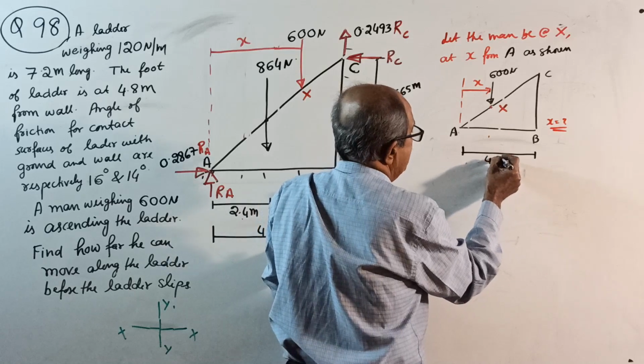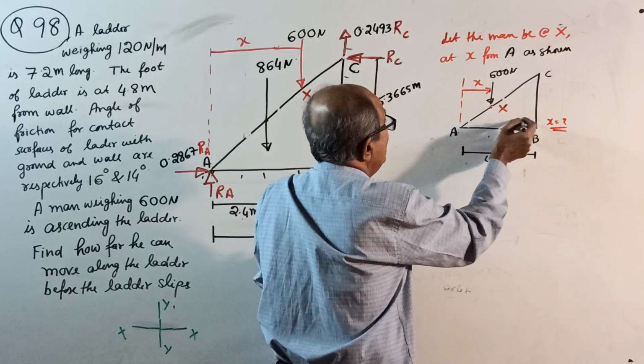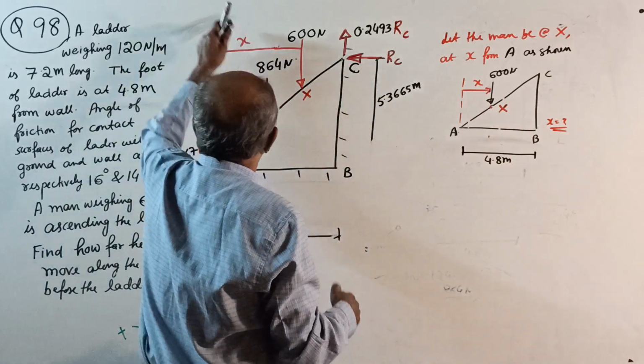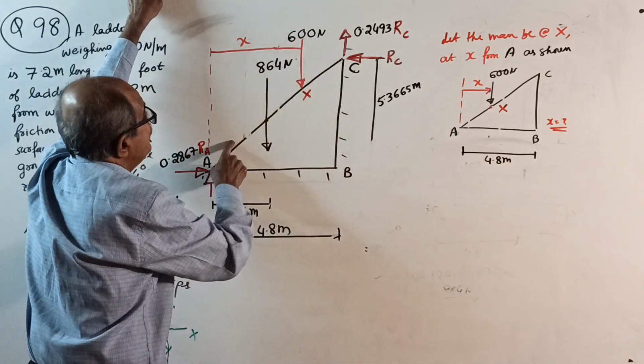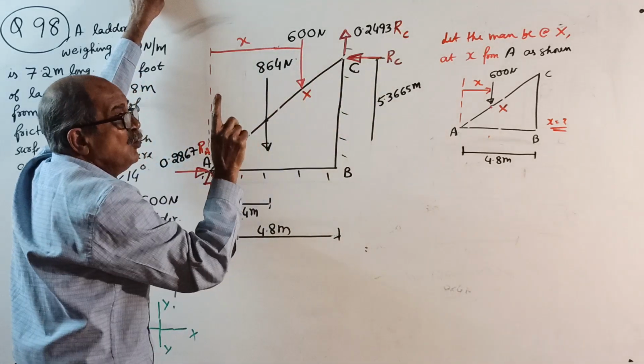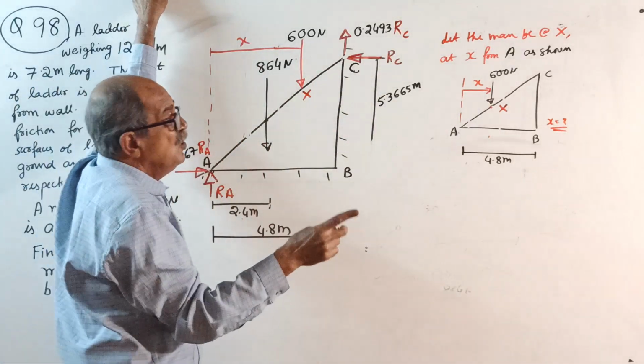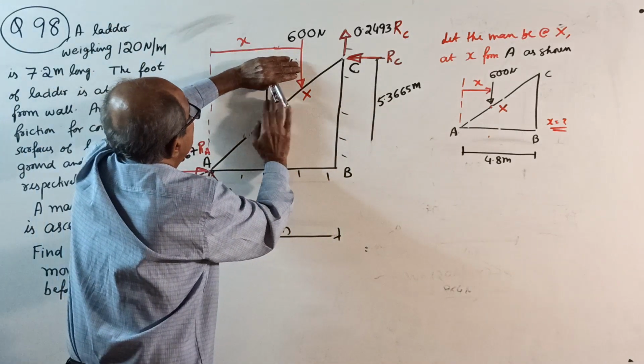4.8 meter. It is very, very important. Somewhere, okay, now place him here. See, you can place him here or you can place him here. Anywhere you place, but unknown point. You can't place him here. Unknown point.